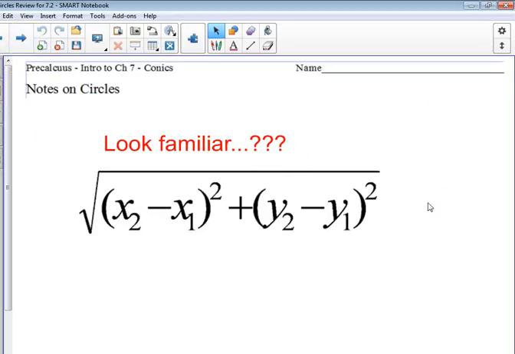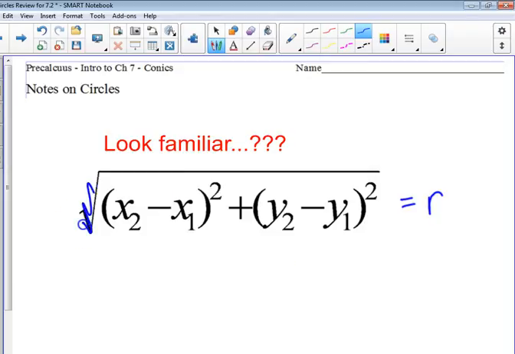Anybody think this looks familiar? This is the distance formula, yes? So the distance from that center out to the edge is really the radius. Now, if we want to get rid of this, we do what to the other side? That's the equation of a circle. Does it just make a big connection in your brain? Okay, the distance formula is really the equation of a circle and the other way around.